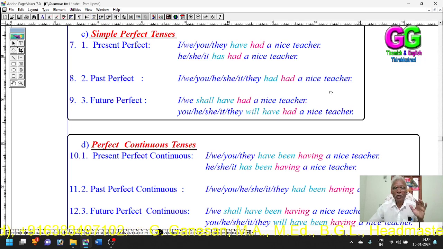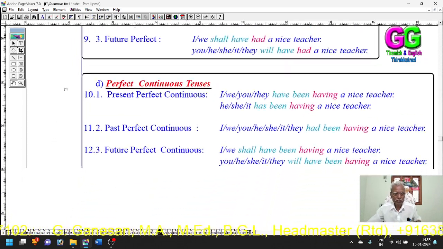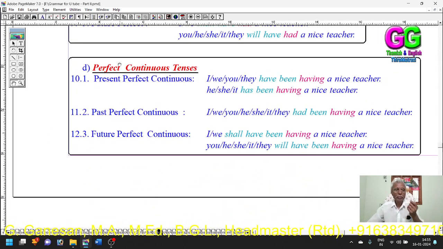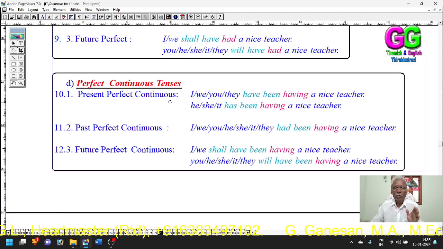He, she, it, they will have had a nice teacher. Then perfect continuous tenses. Present perfect continuous: it is for he, she, it, has plus been plus having.